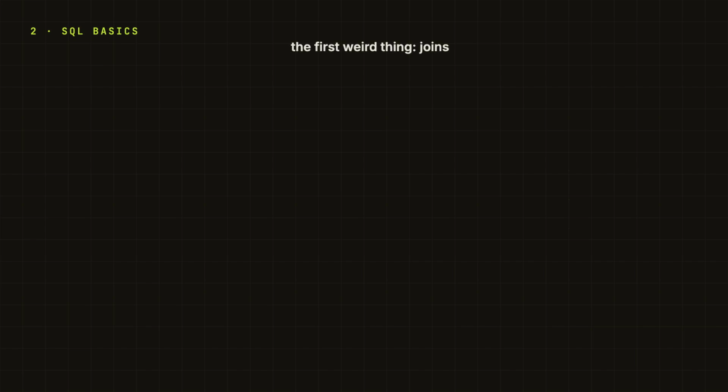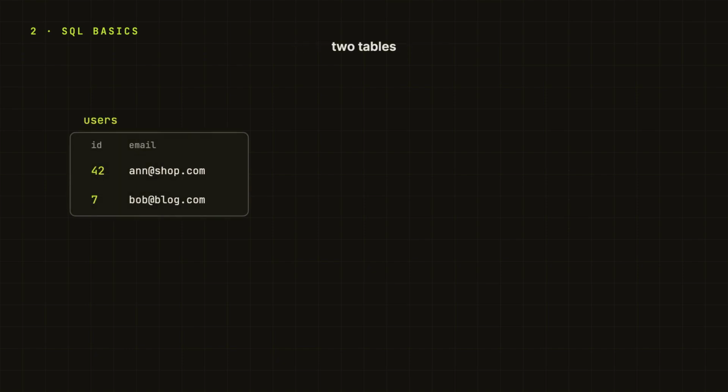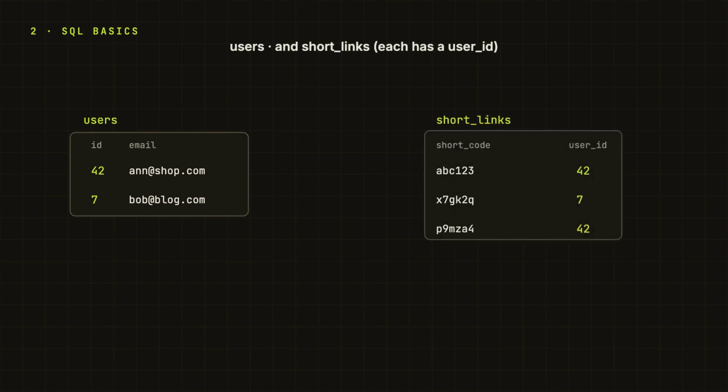Now the first place SQL feels weird is joins. Let's say we have two tables. Users has one row per user. Short links has one row per link and each link has a user ID. If we want to show user email plus shortcode, the data is in two places, right? A join is how we follow that relationship.